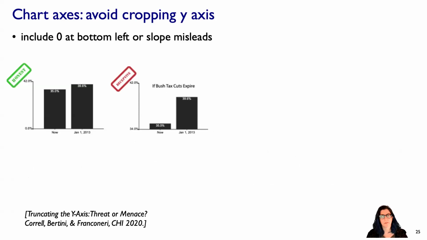What about some other best practices? Well, be careful about cropping the y-axis. In general, you want to show the 0 point, because you're making judgments with respect to the 0 point. And you can have some very deceptive charts if your bottom is not at 0. With a gloriously titled paper, Truncating the Y-Axis: Threat or Menace by Correll et al., they've got some nice examples.